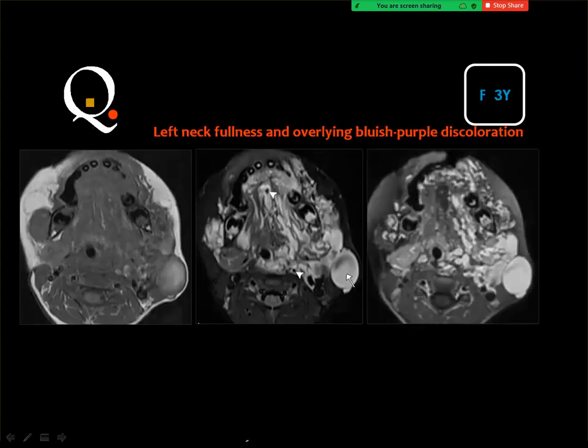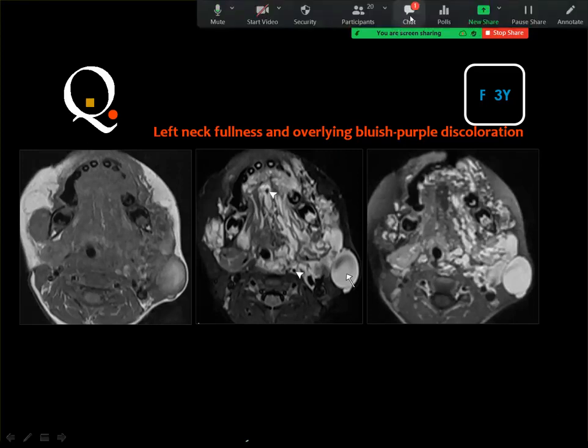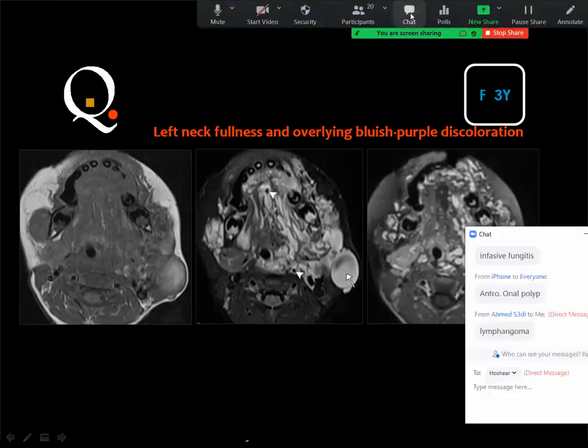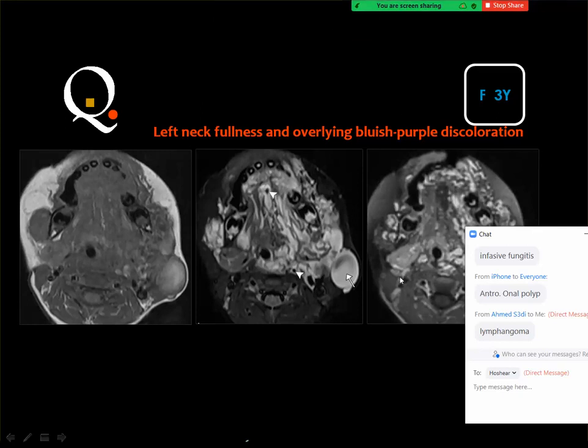Next case is a child, 3 years old, with left neck fullness and bluish coloration of the skin. No, this is not lymphangioma, because lymphangioma is a cystic lesion with fluid signal intensity, but here you get a serpiginous pathology.